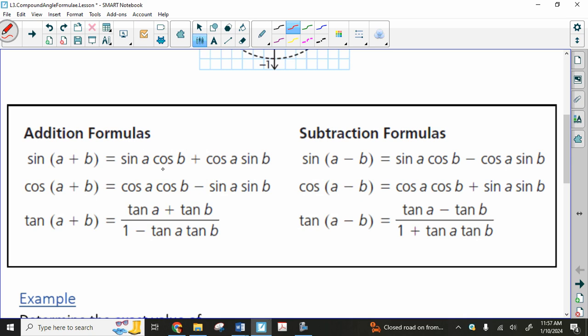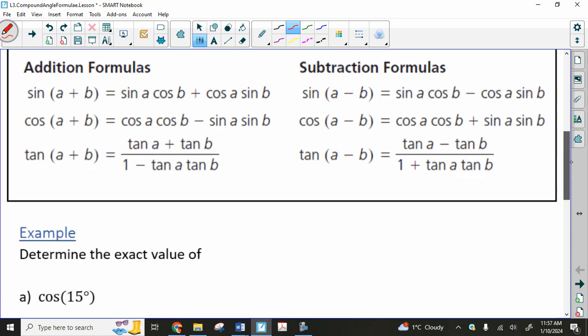You don't have to memorize these. These are going to be provided for you. But you do have to decide, am I going to be using an addition formula or a subtraction formula? And once you figure out which formula you're going to use, you basically just plug in information. Kind of like our quadratic formula, sine law, cosine law, all that stuff. We just plug it in and solve.